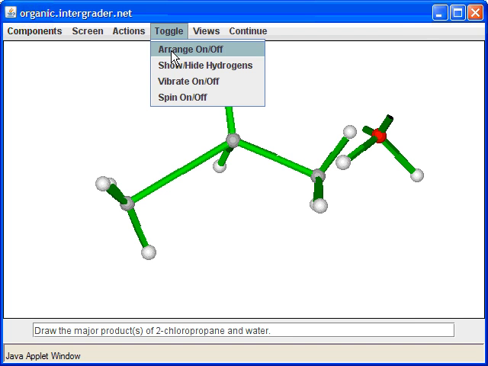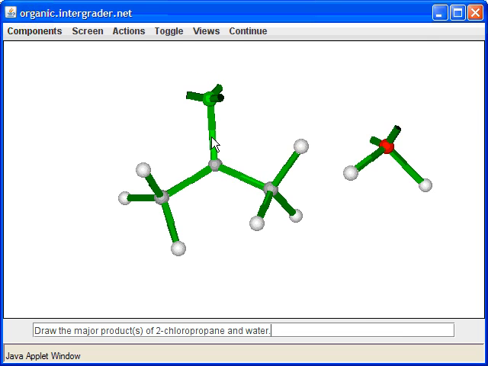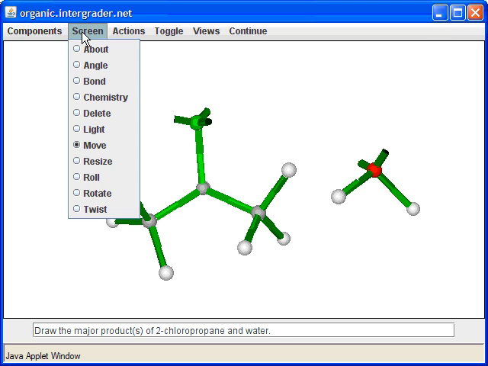Okay, so we'll add everything together. And so we'll move the water over here. So what we have here is a secondary alkyl halide, and we have a protic solvent like water. What you have to consider now is that this secondary alkyl halide can ionize off to make a carbocation.